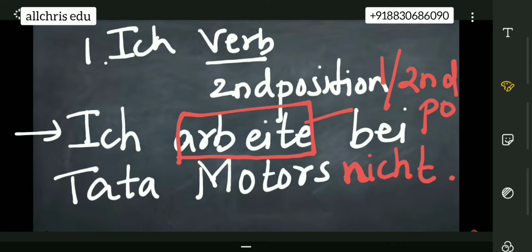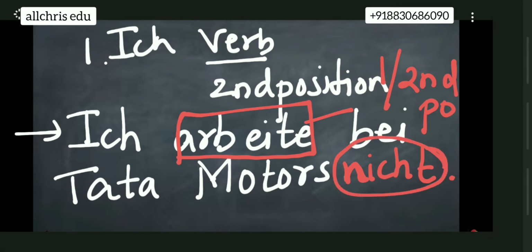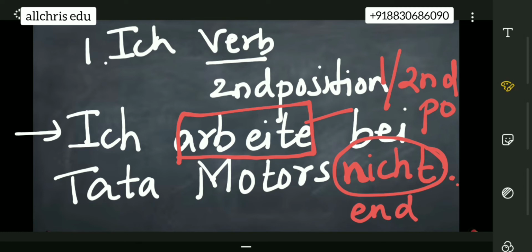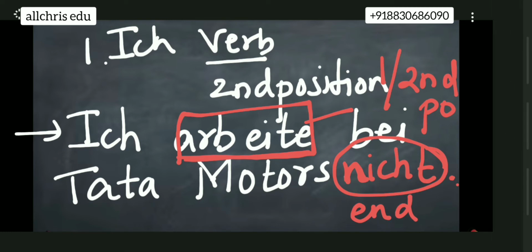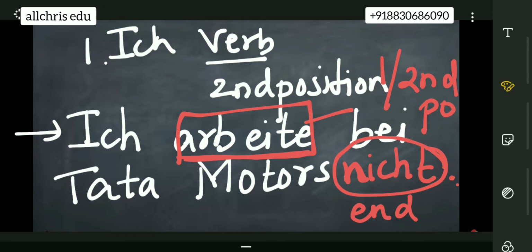So this rule, when the nicht is coming at the end before the full stop, when should this rule be used? When the verb is in the second position and when there is only one verb in the sentence, only at that time you will be using this nicht at the end to negate that whole sentence, or to negate that particular verb, in this manner. Okay, this is the first rule.